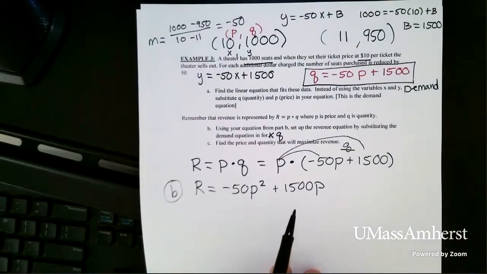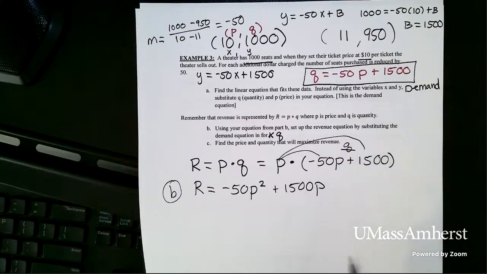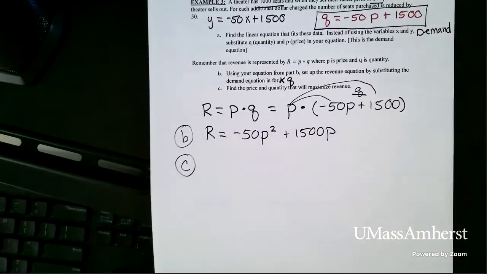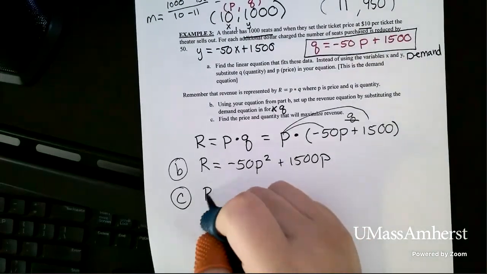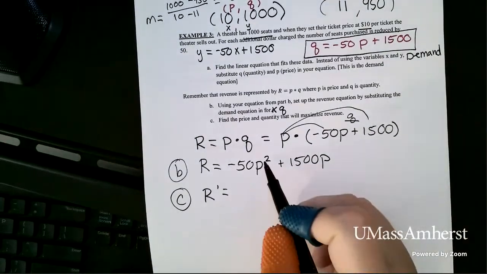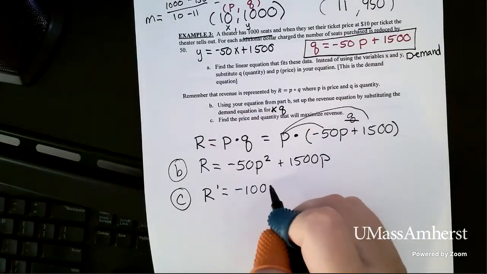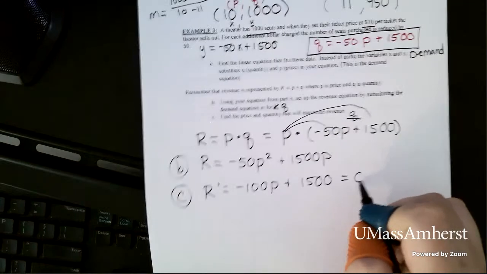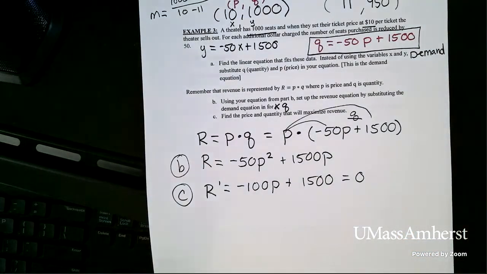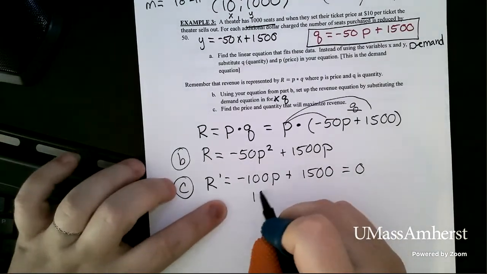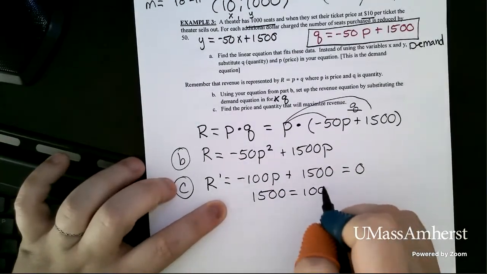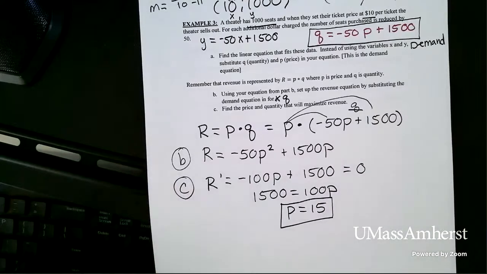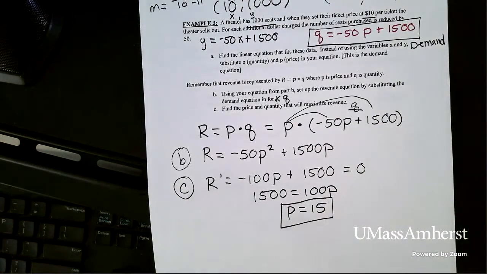Okay, and again, we get it down to one variable by substituting in the demand equation. Part C wants us to maximize the revenue. So what we're going to do is find the first derivative and look for critical points here. So the first derivative, we're going to get negative 100p plus 1,500. And I want to know, when does that equal 0? So I bring the negative 100p over, divide by 100, and I get p equals 15 is a critical point for this derivative.